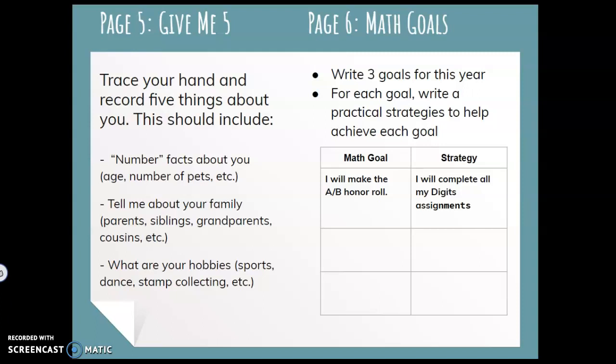Do you dance? Do you collect stamps? So again, the Give Me 5 should include any variation of these things. Number facts about you, telling me about your family, or telling me about your hobbies. Pause the video, trace your hand, and complete page 5, Give Me 5.